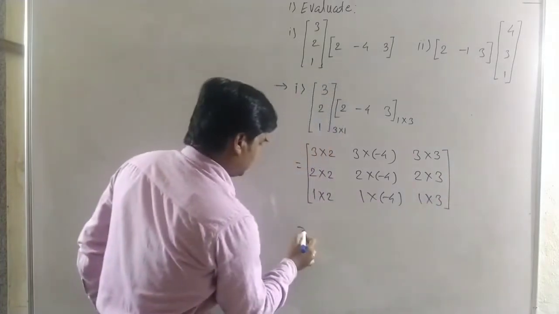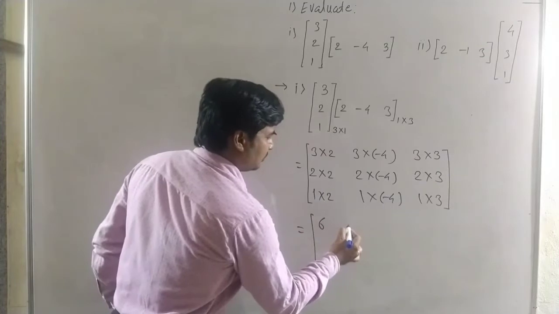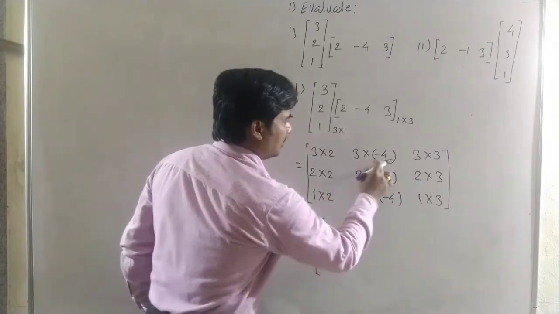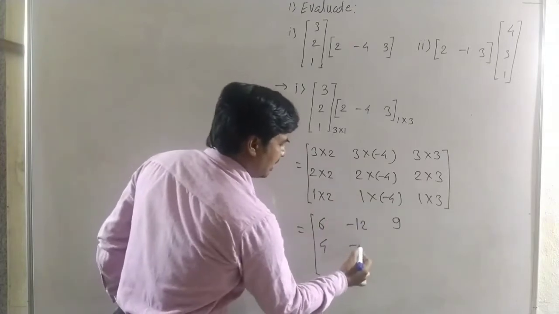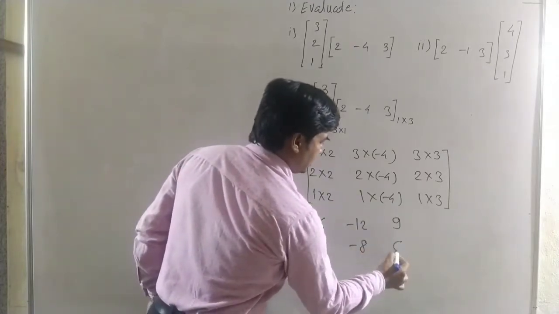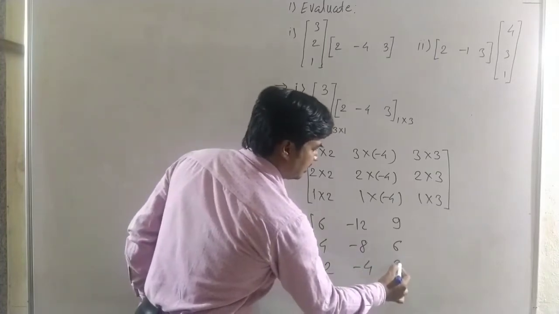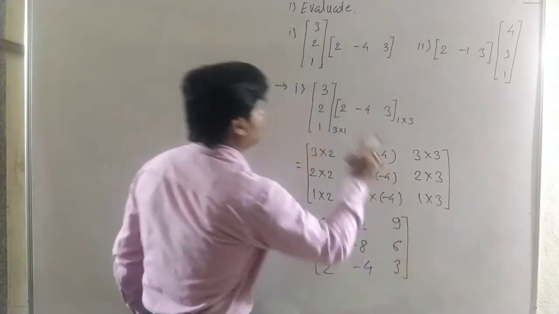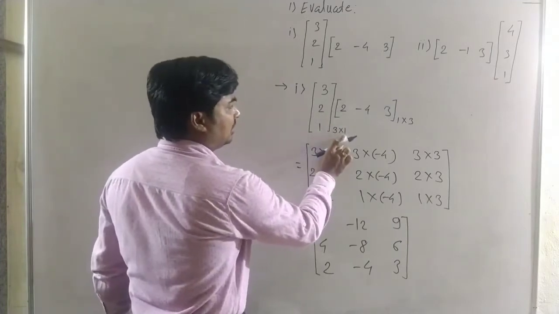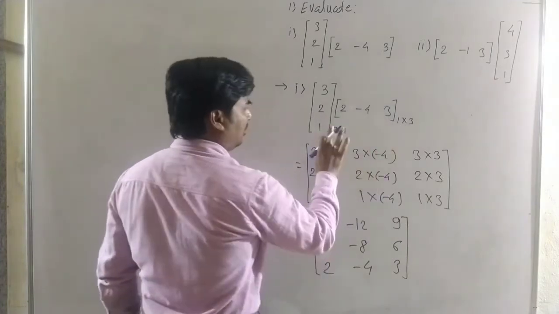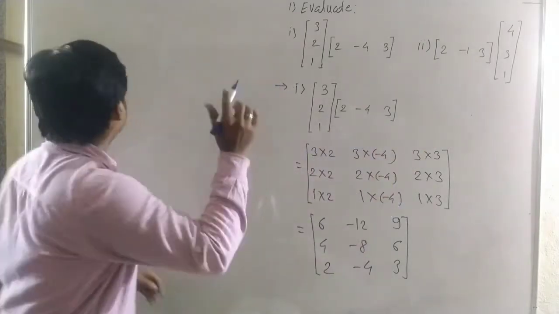And then the resultant is 6, -12, 9; 4, -8, 6; 2, -4, 3. Here it is the product of these two matrices. The orders are 3 by 1 and 1 by 3. It is not necessary to write the order. Now we can find the second.